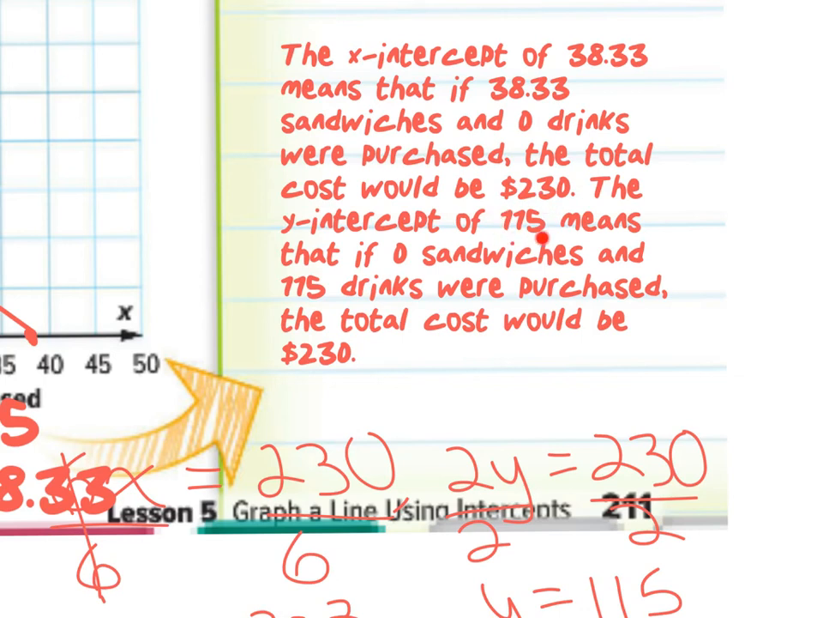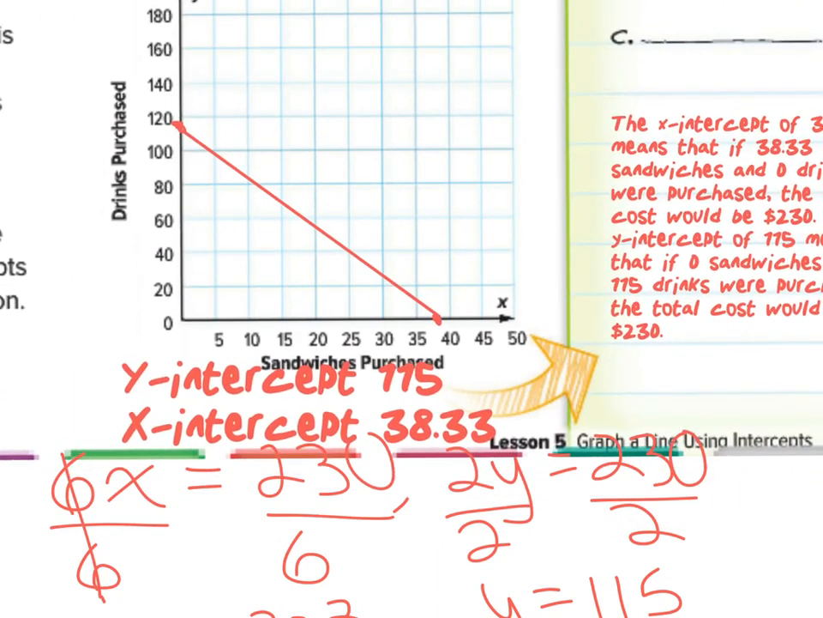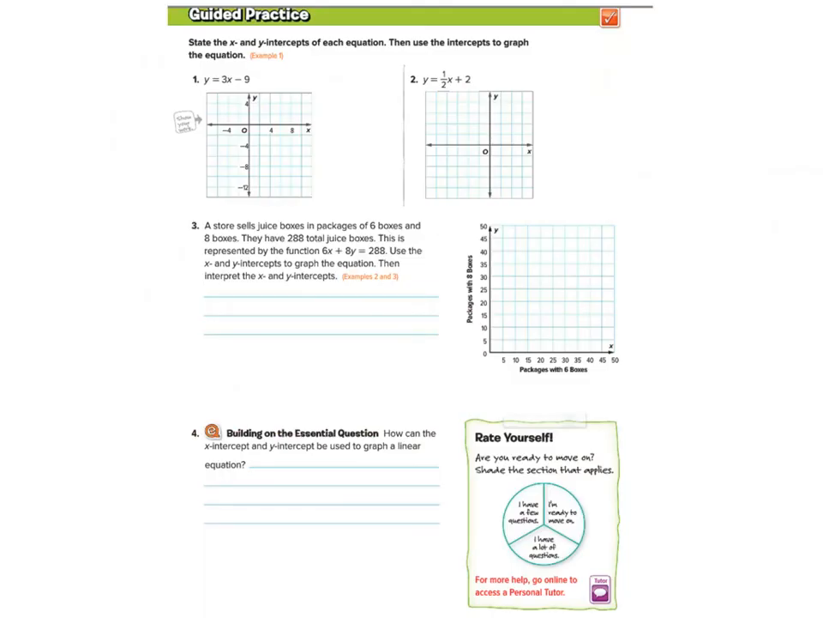The maximum amount of drinks I can buy is 115 with 0 sandwiches. And the maximum number of sandwiches I can buy is 38 1/3 with 0 drinks. So that means that my range of all the different possible combinations is right in here, as you can see. Please take a look at the guided practice so that you feel comfortable with it.